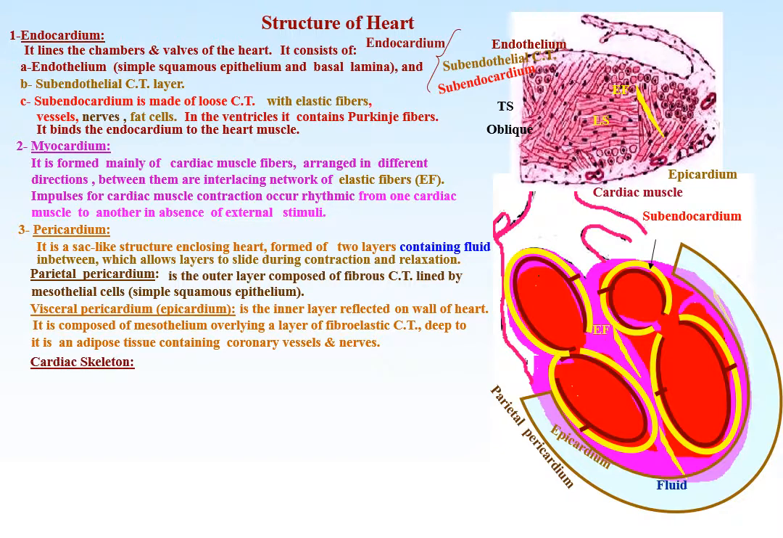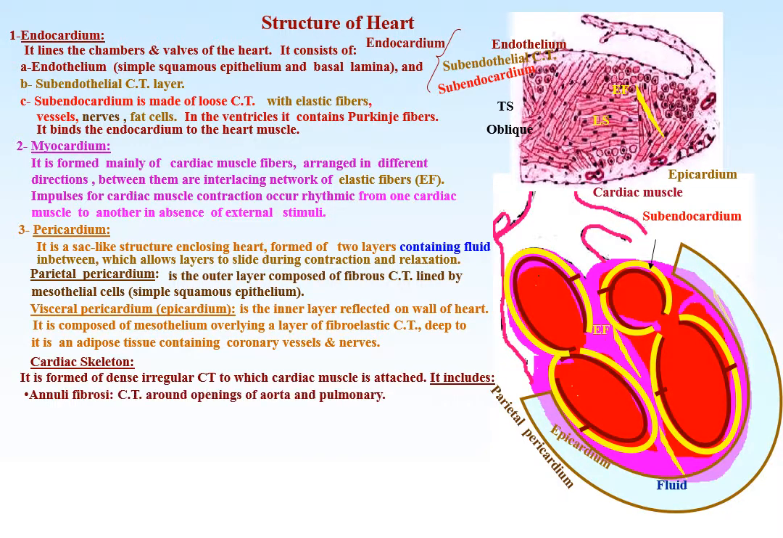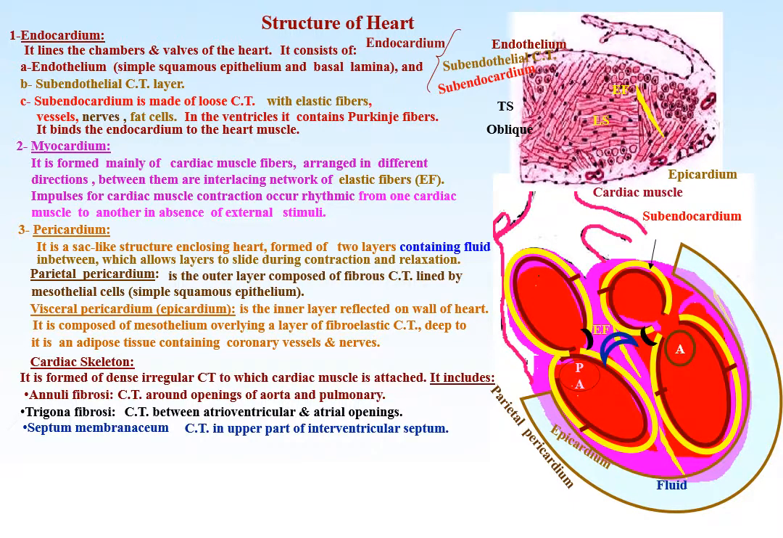Cardiac skeleton is formed of dense irregular connective tissue to which is attached the cardiac muscle. It includes annuli fibrosi, connective tissue around the openings of the aorta and pulmonary arteries; trigona fibrosi, connective tissue between atrioventricular and atrial openings; and septum membranaceum in the upper part of the interventricular septum.